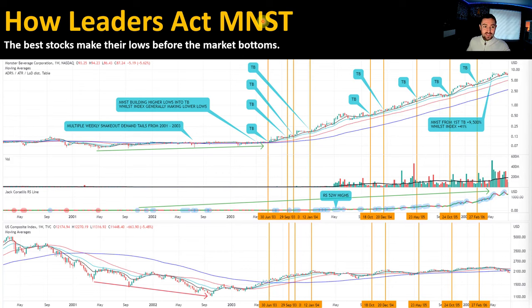And when we go on to the fundamentals, I'm going to show you the importance with Monster Beverages, because it went on a huge run. You can see 9,500% here. I'm going to show you the importance of accelerating earnings, sales, and also margins. But you see here, look at the NASDAQ composite during the same time period. It's making lower lows, lower lows. What's Monster Beverage doing? Higher low, higher low, higher low.